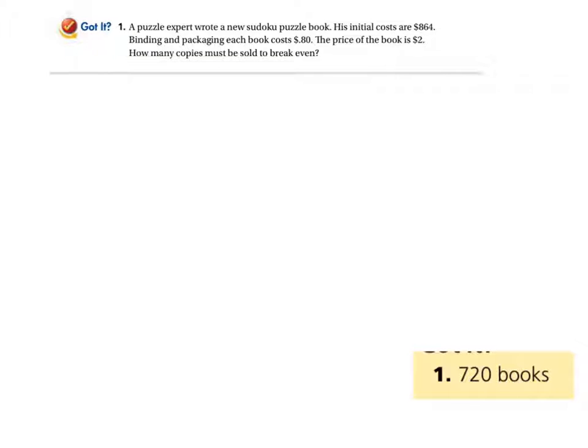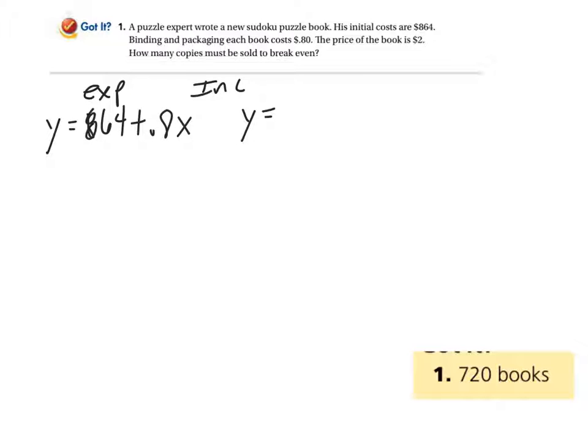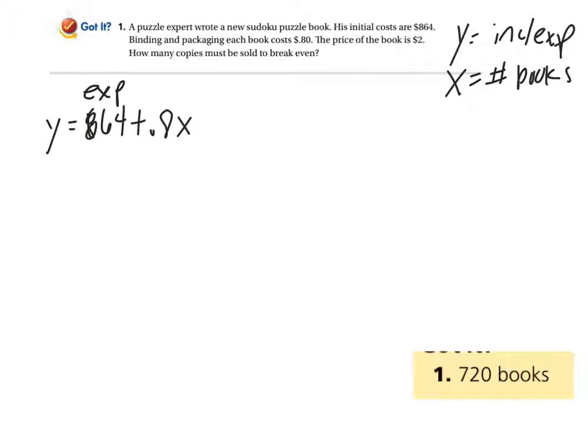So again, you write two types of equations. You write an expense equation and an income equation. They both start with Y equals. The expense, I have that initial cost of $864, and then I have 80 cents each book. And again, I forgot my let statements. Y is income or expense, and X is number of books. Again, either made or sold, doesn't matter. Back to the matter at hand. I have 864 plus 0.8x because it's 80 cents each book.